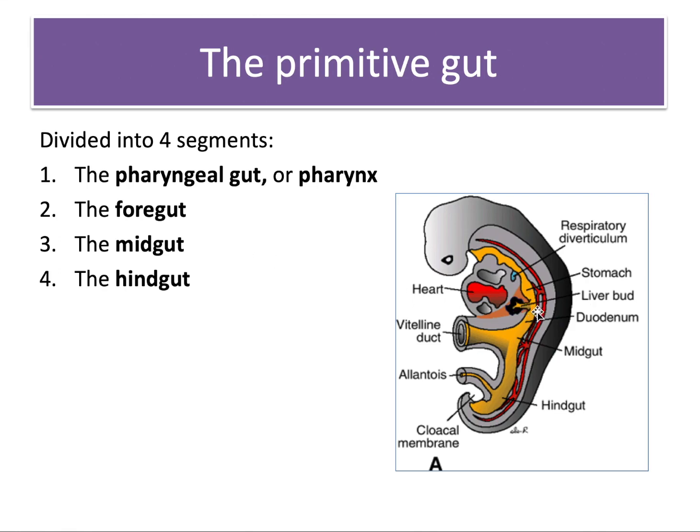The midgut extends from the liver outgrowth till the junction between the right 2/3 of the transverse colon and the left 1/3 of the transverse colon. The hindgut extends from the left 1/3 of the transverse colon to the cloacal membrane.